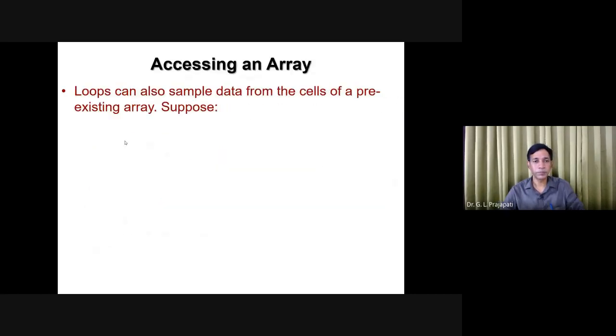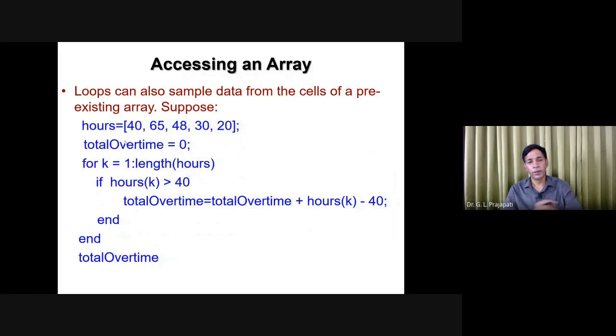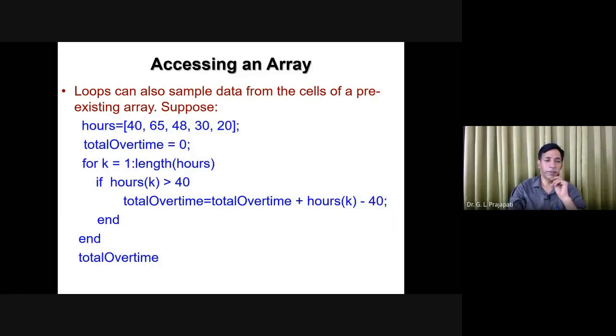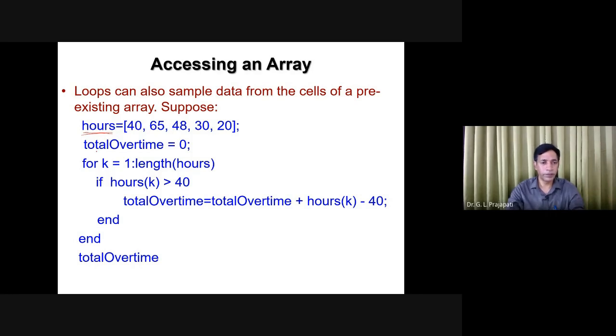Now here you have the array. This is the array, and it has the vector 1 2 3 4 5, so it has 5 elements. And this is total overtime. This is just a variable name, and it is initialized to 0.